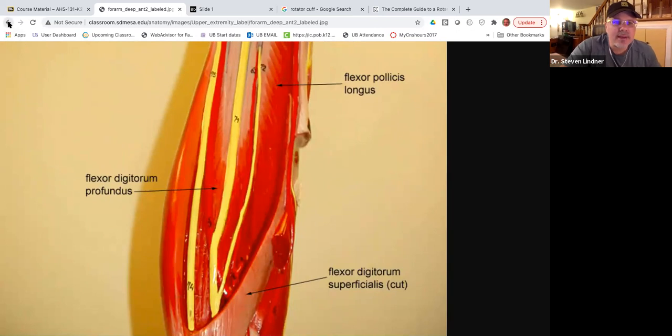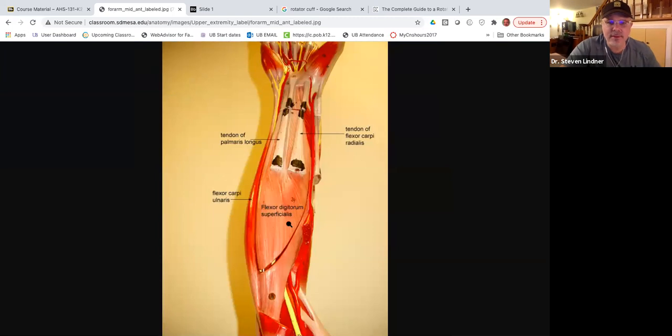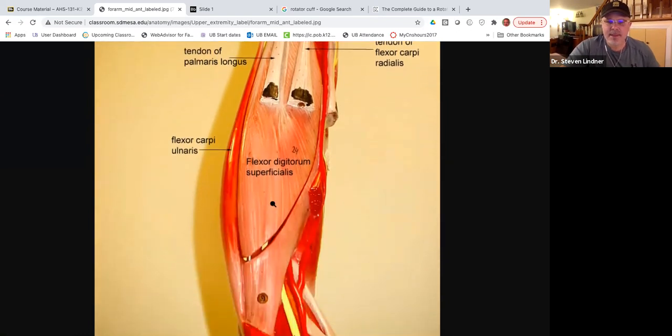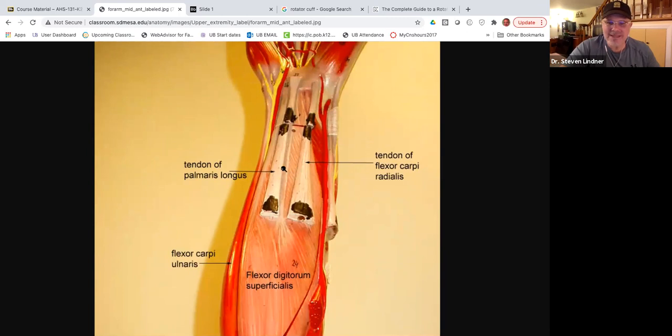superficialis. You know what, let me go back one, because I think it's this one I really want. Here, there it is. So here's the tendon of the flexor carpi radialis. Here's the tendon of the Palmaris longus. Here is the flexor digitorum superficialis. You can see I was pointing it out between these two tendons in the last view. We could see it here, here, and here.